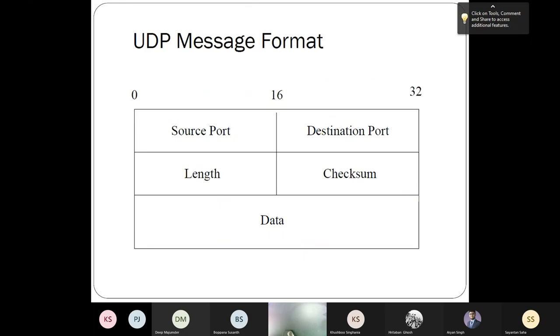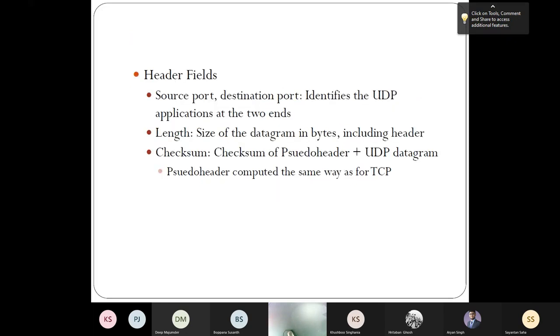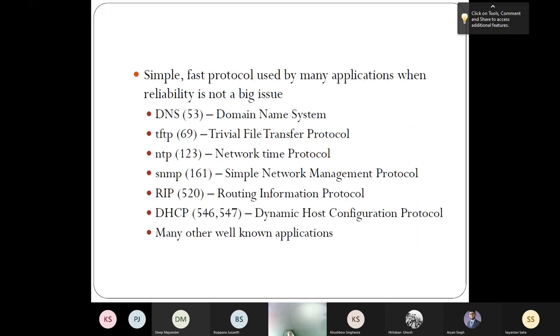Message format, very simple, 8 byte header: source port, destination port, length, checksum, data. Only thing, the checksum is the same as in TCP. So you put a pseudo header in front of it, defined exactly in the same manner, then the UDP header, then the UDP data, and you take a checksum over the entire thing. Hardly anything to do with this. Nothing much to do.